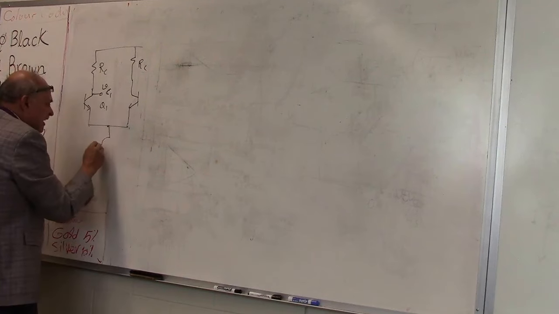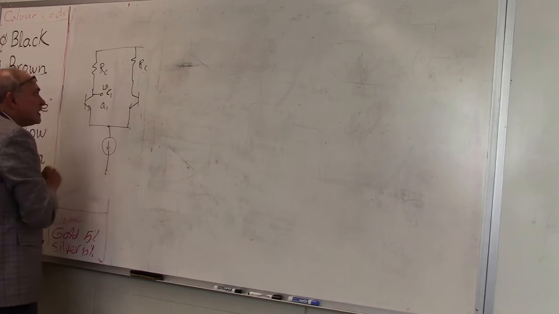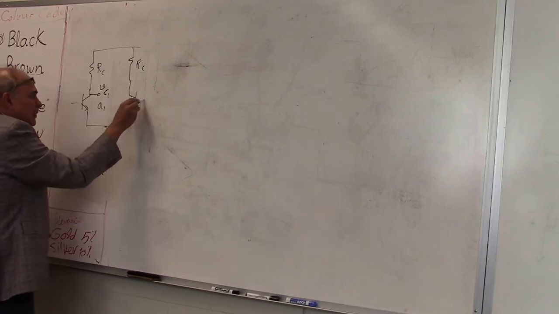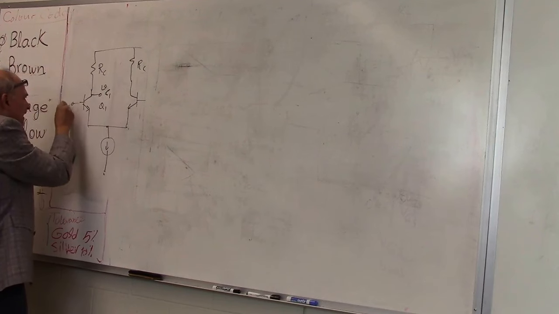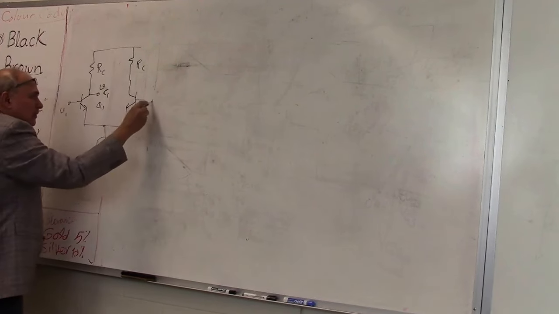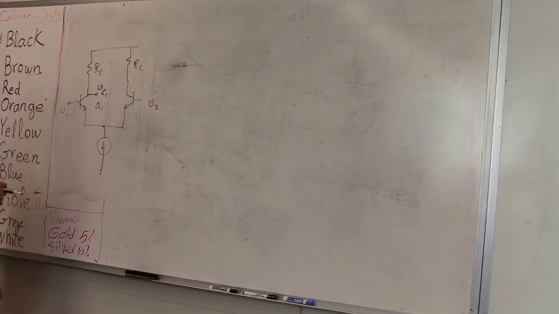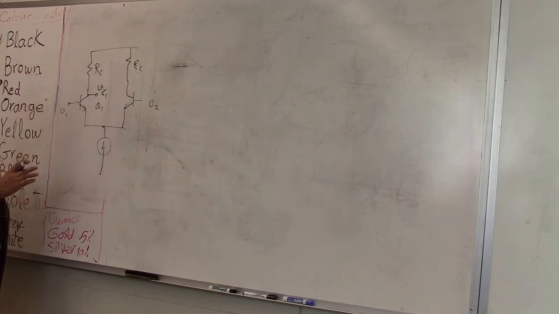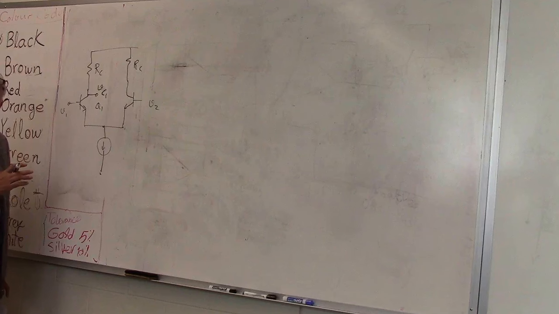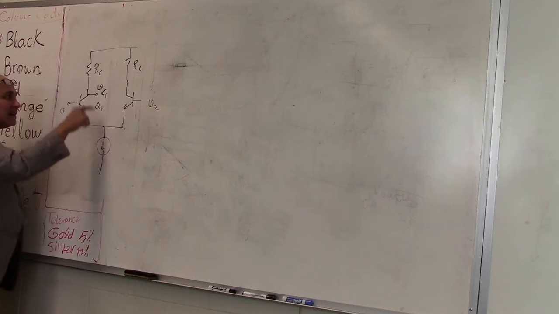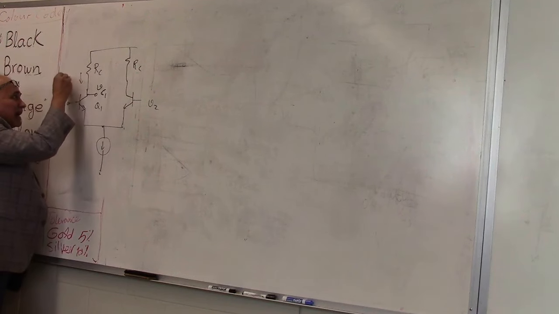And here there will be a current source, and it's given to you that, let's call these V1 and V2. It's given to you that in the steady state, this current, each of these should be 1 milliamp.